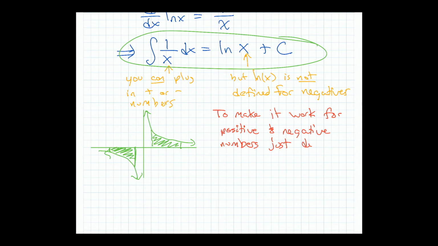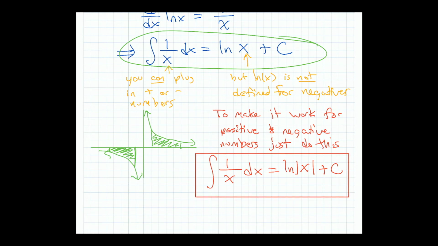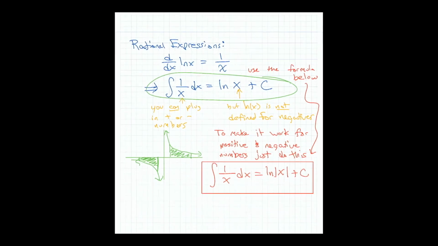Just do this. And so this is actually the formula that you need to know. The antiderivative of 1 over x dx is generally not written as ln x, it's written as ln absolute value of x plus c. That way it will work for positive numbers and negative numbers. Okay, so actually use the formula below. This one. Okay, so that's the formula that you need.